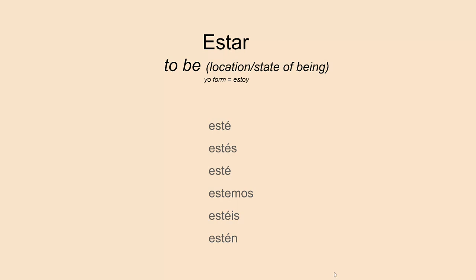This is very similar to the present where we had a lot of accent marks on the letter A. Now they're here on the E, basically in the same places. If you use the trick in the present that there were accents on all the A's except nosotros, it happens again here. There's accents on all the E's except nosotros.